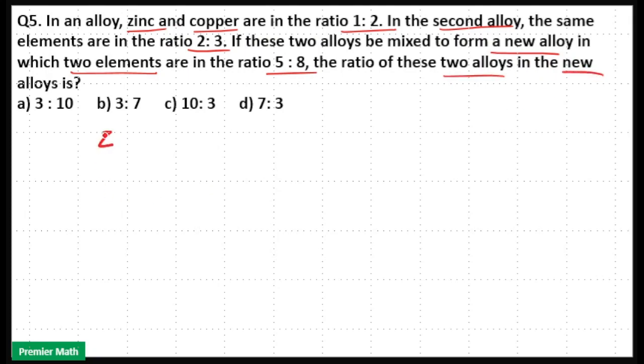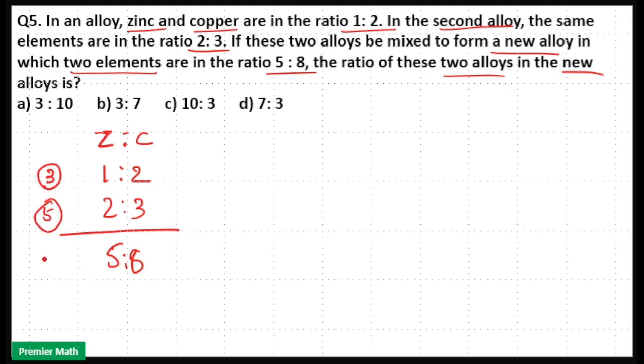So, we have alloys, zinc and copper are in first alloy in the ratio 1:2 and in the second alloy in the ratio 2:3. After mixing these two alloys, a new alloy is formed in which zinc and copper are in the ratio 5:8. But we need to find out the ratio in which these two alloys mix to form this third alloy. So, here 1 plus 2 is equal to 3 parts, 2 plus 3 is equal to 5 parts, 5 plus 8 is equal to 13 parts. Total parts of all these three ratios are different. So, we need to equalize the total parts of these three ratios.